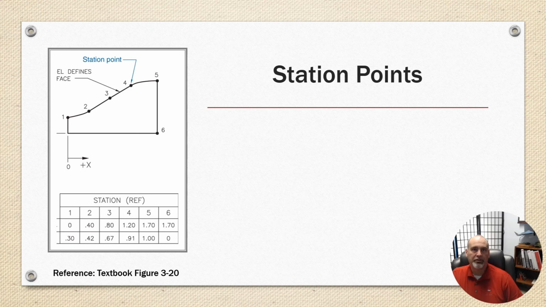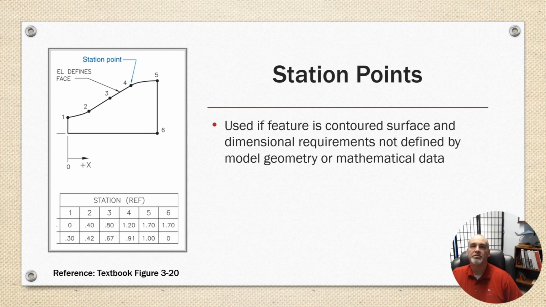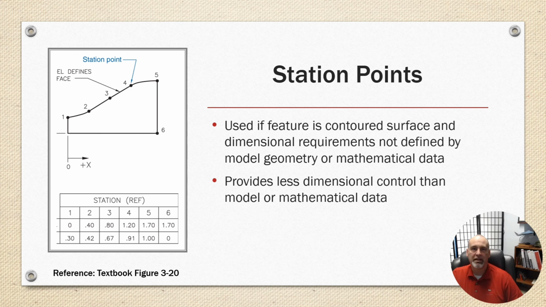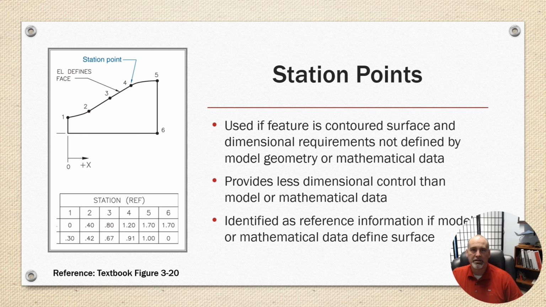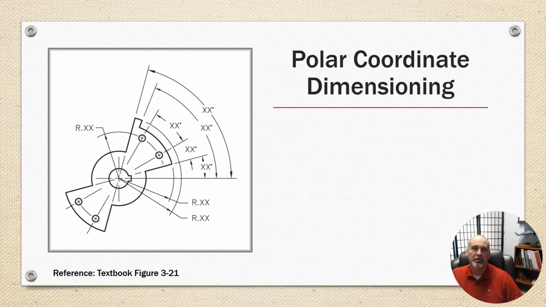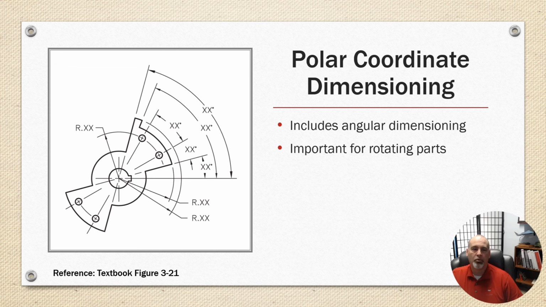Okay, station points. They're used if a feature is a contoured surface and dimensional requirements are not defined by model geometry or mathematical data. Provides less dimensional control than model or mathematical data. And it's identified as reference information if the model or mathematical data define the surface. Okay, polar coordinate dimensioning. It includes an angular dimensioning component, and it's important for rotating parts. So you're going to have a distance and an angle.